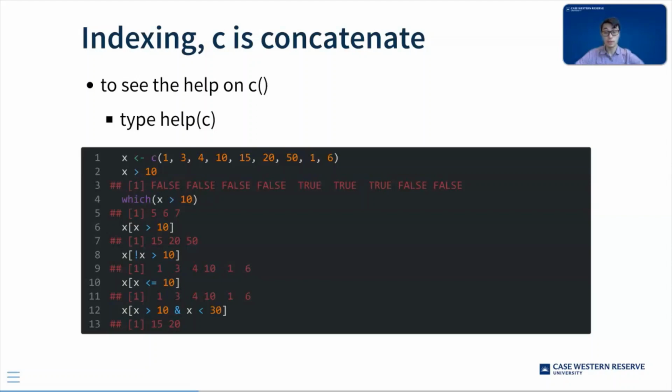We can also use some other functions, such as which, to select values that are greater than 10. We could also do this by indexing our values with square brackets. Our first example on line 6 shows values that are only greater than 10. Our second example on line 8 shows values that are not greater than 10. We can also use greater than or less than, or combine different operations together using the AND operator.